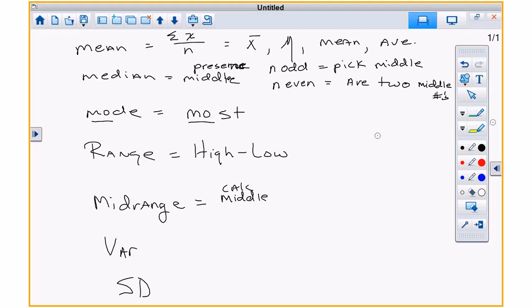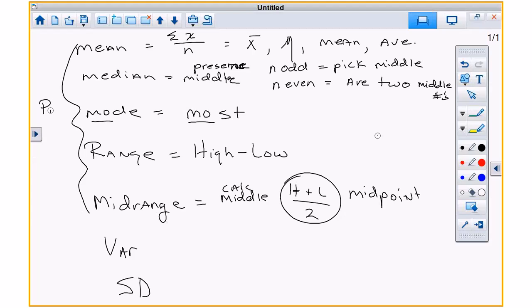So, you got the median and you got the mid-range. Calculate the middle. How do you calculate the middle? Your highest plus the lowest divided by what? In some cases, it's called the midpoint. Mid-range, midpoint. Same thing. Variance and standard deviation, we're going to get to in a little bit. Now, before you do anything with all of these, what do you have to do to your data? Put it in order. You cannot do those things and not put them in order.